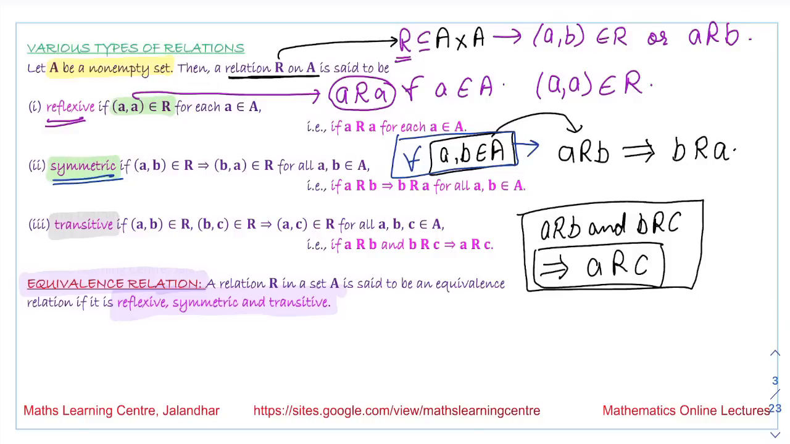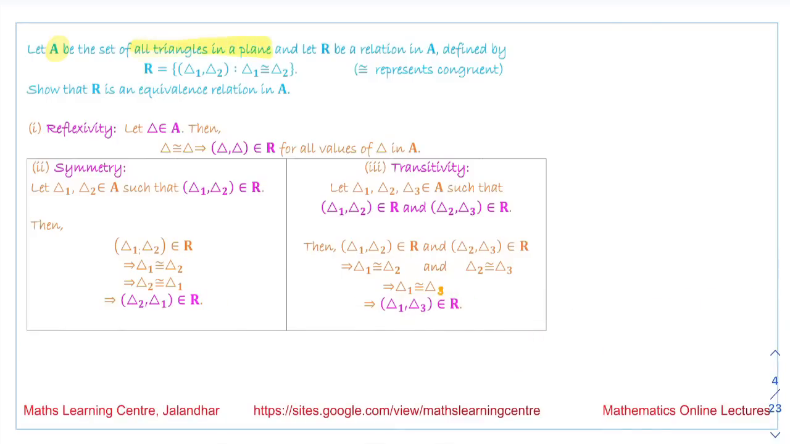Now we come to our first example. Let A be the set of all triangles. A is any set and it is the set of all triangles in a plane, and R is a relation defined by two triangles are related if they are congruent to each other. For the definition of congruence, you can refer to our videos of class 9th where we have studied the congruence of the triangles. So we have to prove that this relation is an equivalence relation.